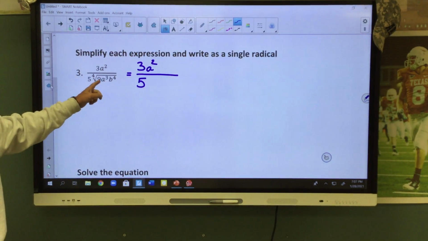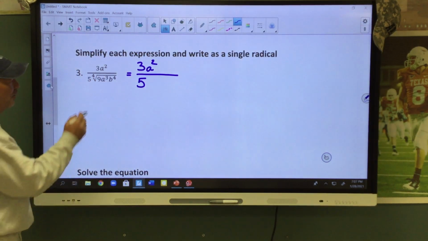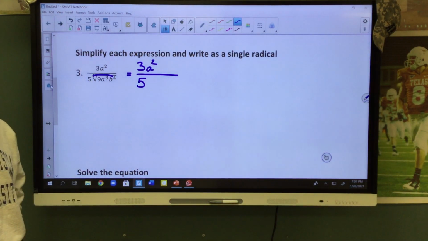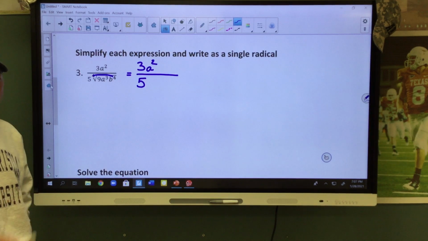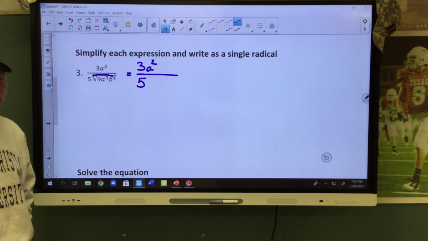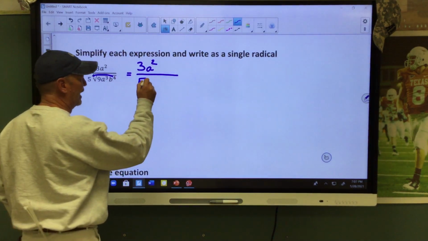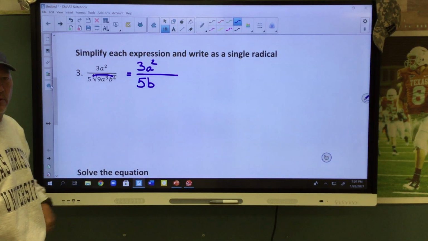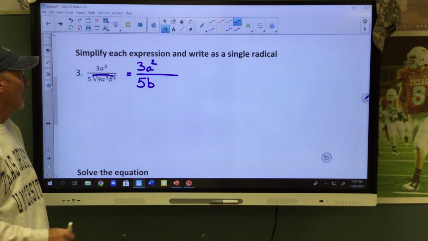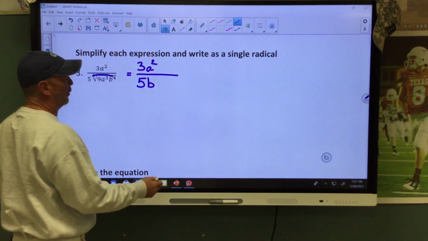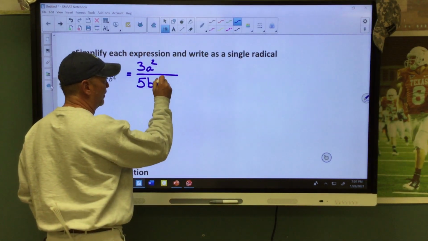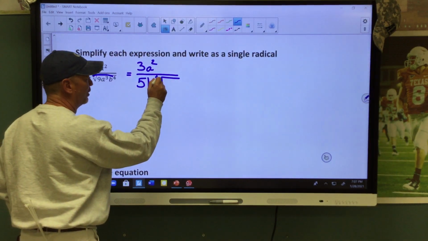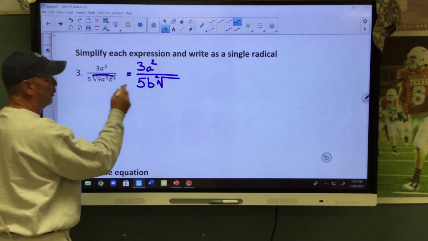Look what I have inside. I have the 4th root of b to the 4. That matches. My root matches my exponent. I'm going to take out a b. So that b is gone. I don't have to worry about the b anymore. But what I do have left over is the 4th root of 9.